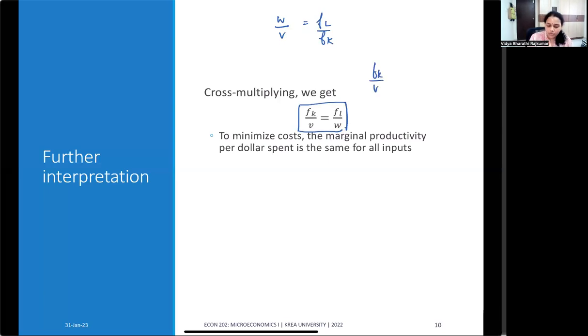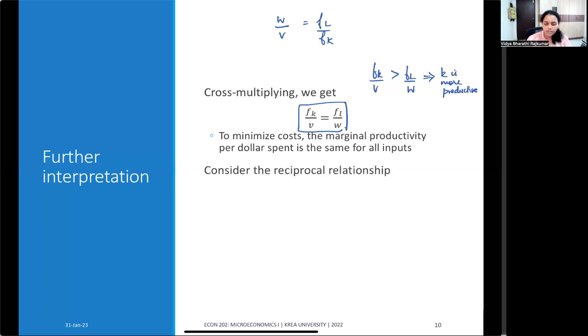Suppose Fk over V is greater than FL over W, then it means that capital is more productive. For every dollar that I spend on capital, I'm getting extra output than what I would get from labor. So it makes sense for the firm to get more of capital and less of labor. So they were not finding the cost minimizing bundle in the first place. And you could use a similar rationale when the inequality goes in the other direction. So that's another very intuitive interpretation that we get from this condition for cost minimization.